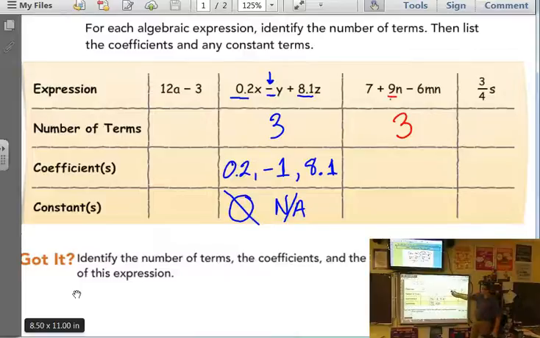Yeah, the coefficient's what multiplies the 9, and you're really, really close. Take the sign with it. So it's 9 and negative 6.